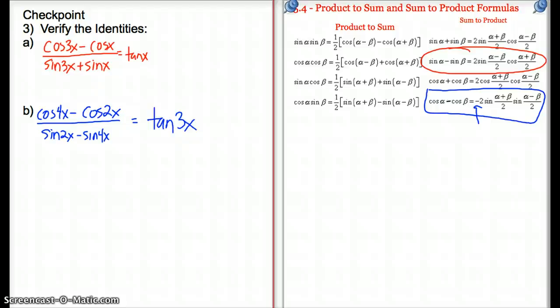So these are all fractions: cosine 3x minus cosine x over sine 3x plus sine x equals tangent of x. And then the other one, cosine 4x minus cosine 2x over sine 2x minus sine 4x. So give this a shot. See if you can come up with these identities, if you can properly work with the fractions and the formulas. Keep in mind the negative on that cosine alpha minus cosine beta that you see over here, so you don't forget about that part. Otherwise, good luck in bringing your questions to class.